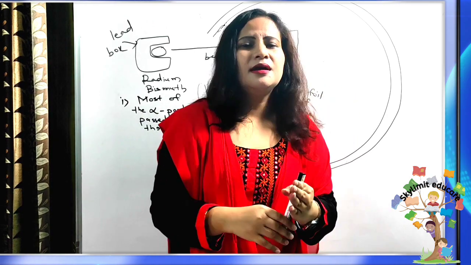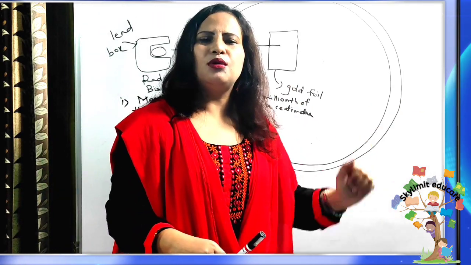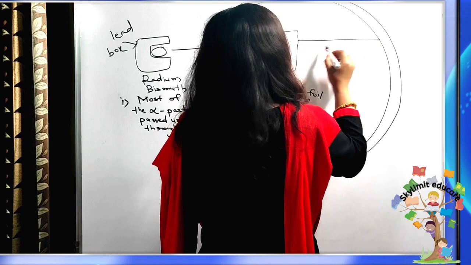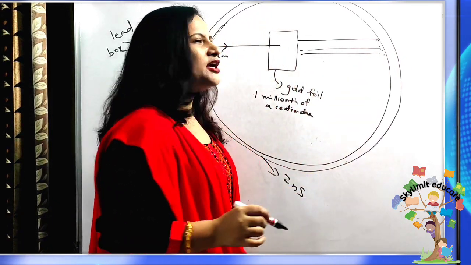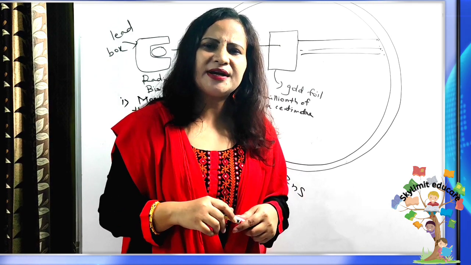What happened here? On the contrary, most of the alpha particles passed straight through the gold foil. And how did they come to know? Because they produced scintillations here. The scintillations, that means the illuminations, were produced. So it was clear that most of the alpha particles passed straight through the gold foil.